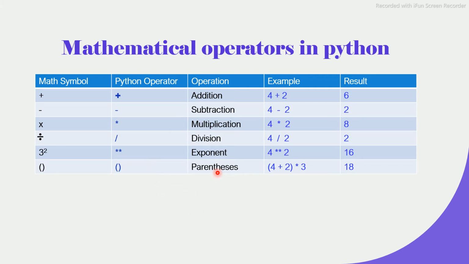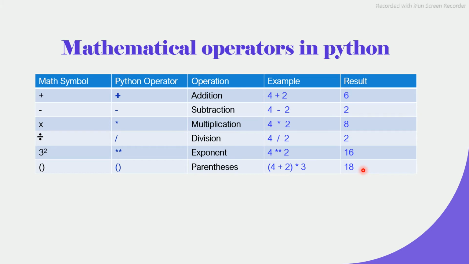You'll get the parentheses. As BODMAS comes first, we look into the value inside the brackets or the parentheses first, and then we perform the operation with the value outside. So we've got 4 plus 2, which is 6, and 6 into 3, which is 18. These are the different mathematical operators in Python.